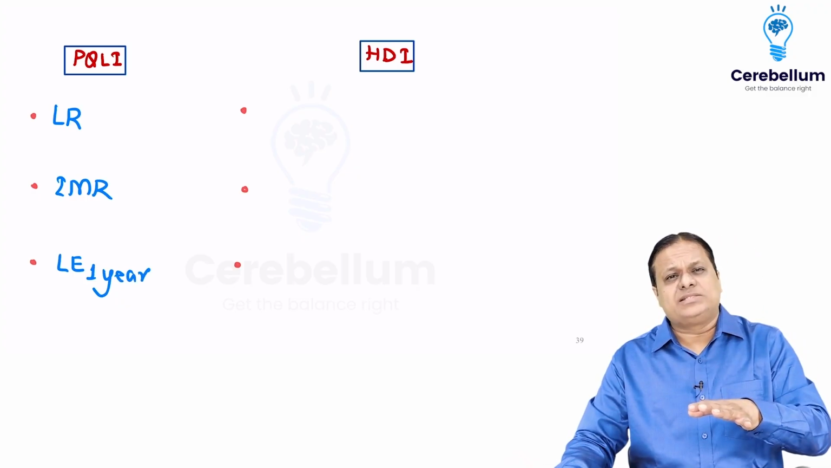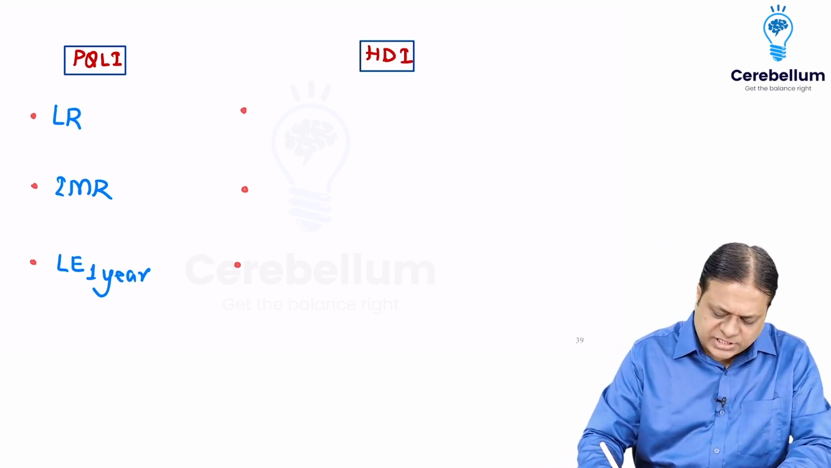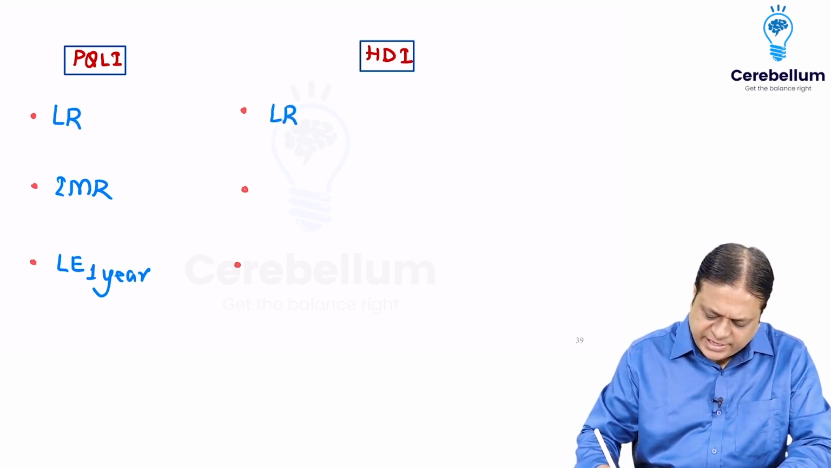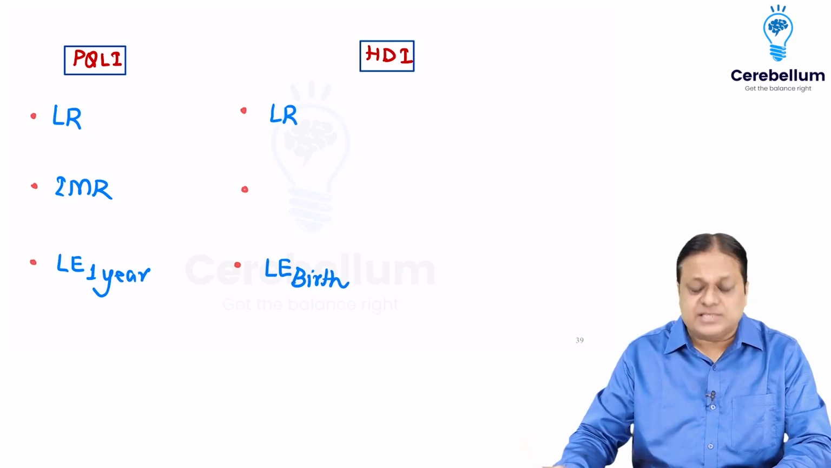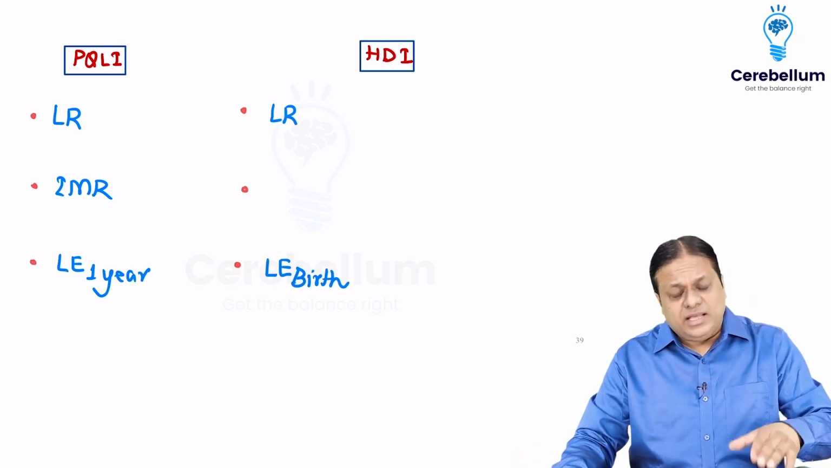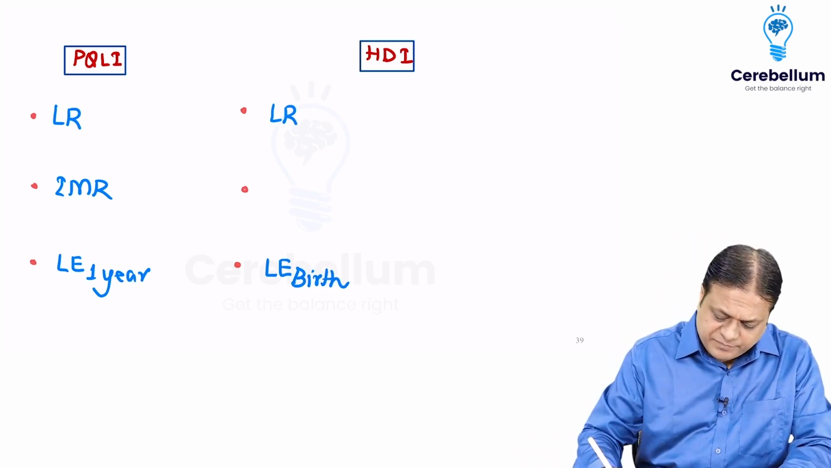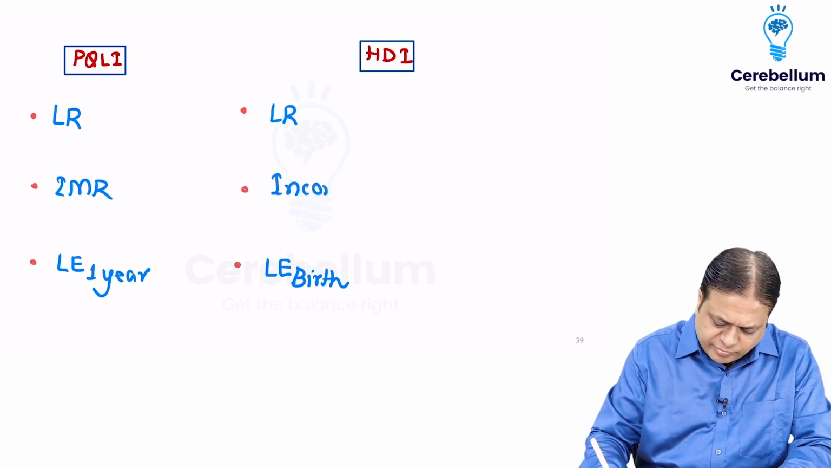Human Development Index is also a combination of three indicators. First and third are the same, literacy rate and life expectancy. But this is LE0, life expectancy at birth. Rather, IMR is replaced by income in this.